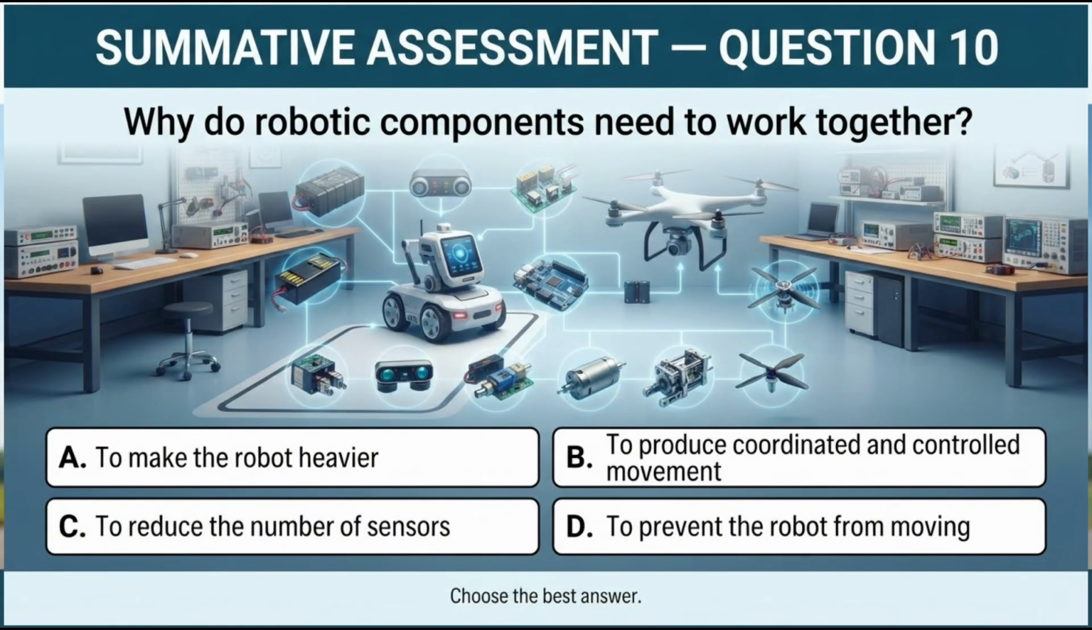A. To make the robot heavier. B. To produce coordinated and controlled movement. C. To reduce the number of sensors. D. To prevent the robot from moving. Answer: B. To produce coordinated and controlled movement.